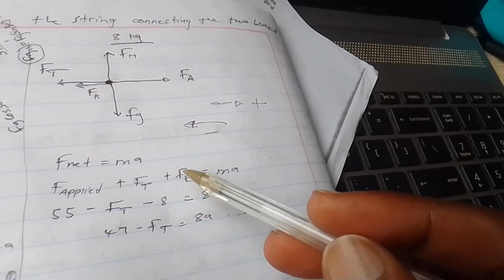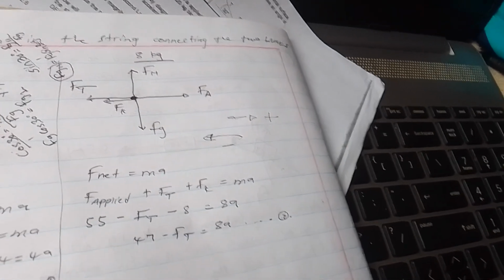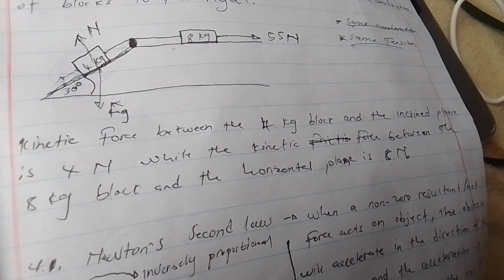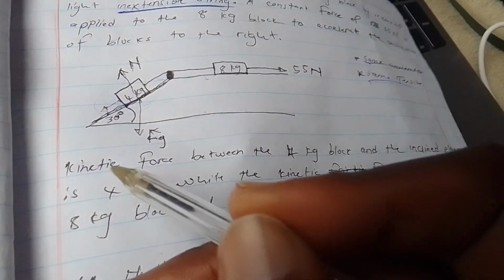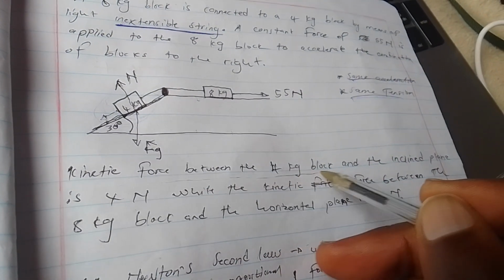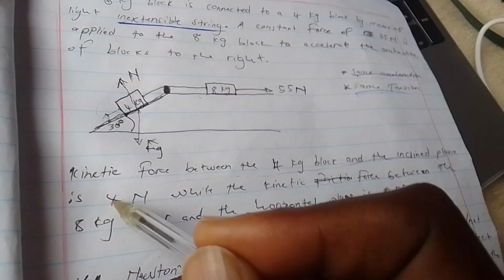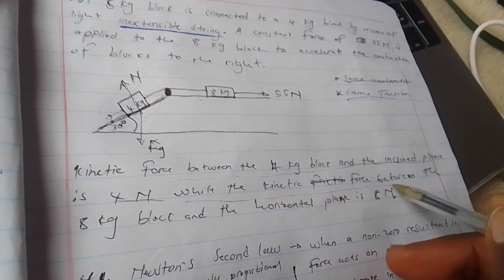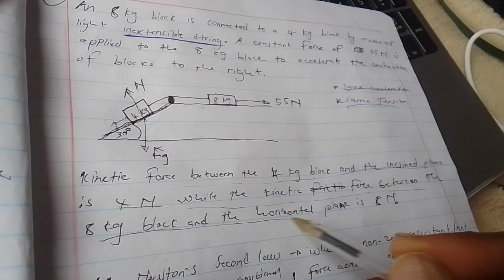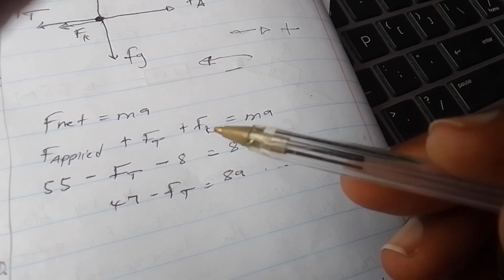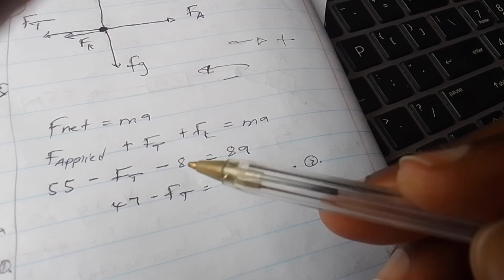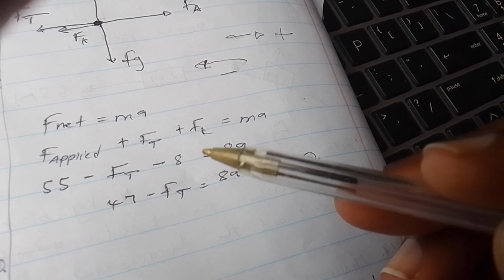So, our kinetic friction. Don't forget the statement, guys. The kinetic force between the 4 kg block and the inclined plane is 4 newtons, while the kinetic force between the 8 kg block and the horizontal plane is 8 newtons. Don't forget that. So on our kinetic frictional force, we'll say negative 8. It's negative because it is opposing the motion.